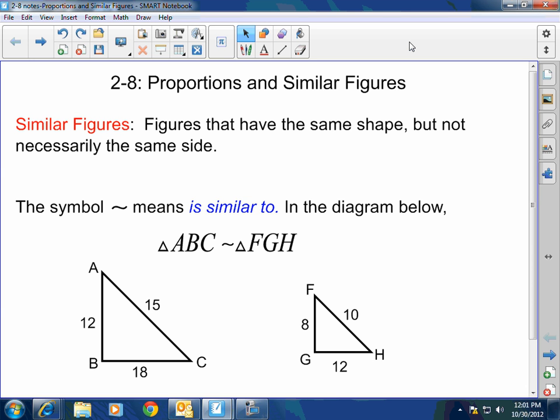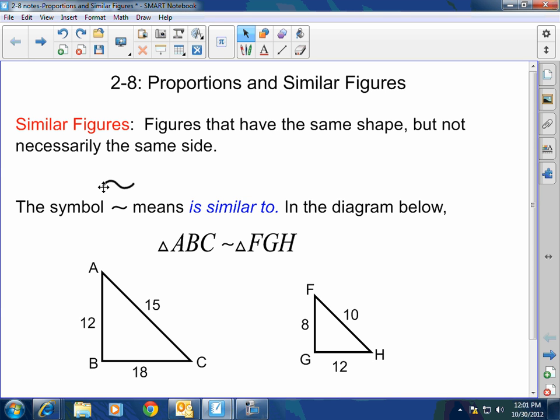Similar figures are very, very useful using proportions. It's one of the best uses for proportions. Similar figures are figures that have the same shape, but not necessarily the same size, okay? The little squiggly symbol means "is similar to." It doesn't mean it's equal, it means it's similar. And again, similar means it's the same shape, but different size.